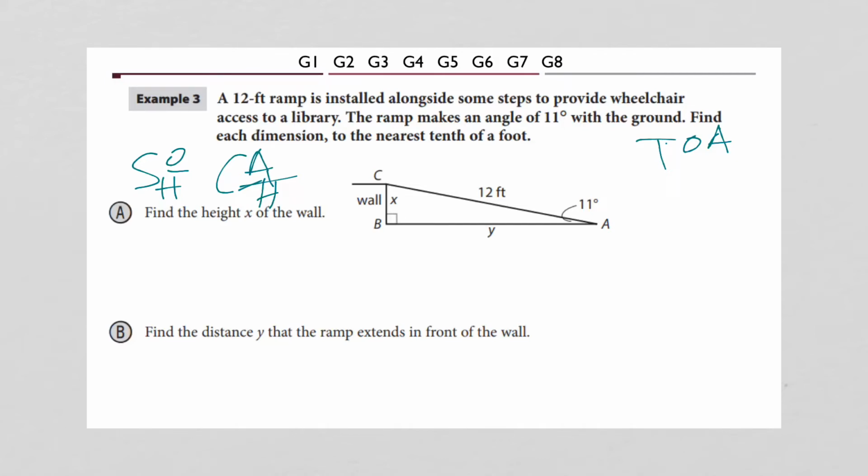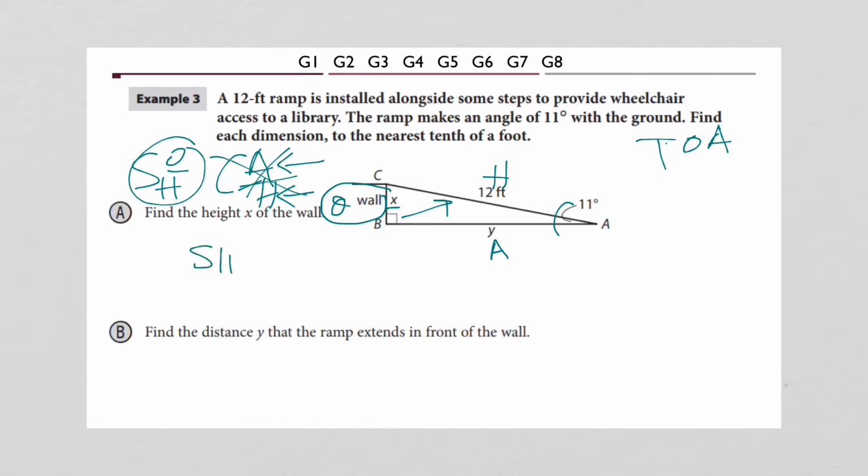So I'm going to go based on the information given. So hypotenuse is 12 feet, right? Opposite the right angle. Across from angle A is the opposite value, which is the wall. And they're saying this is x, which means this is your adjacent side. So I want to find the height of the wall. So that means I have to use the O. Well, who has O? Not cosine. So I have to use sine.